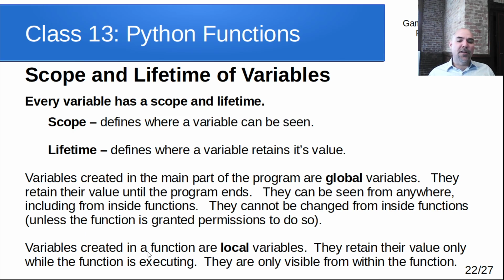But variables that are created in a function are local variables. They only retain their value while the function is running. They'll immediately be destroyed when the function returns. And they're only visible from inside that function.